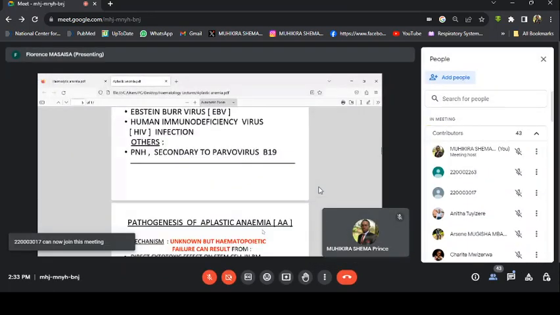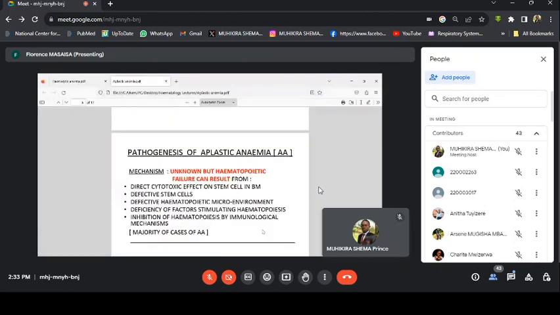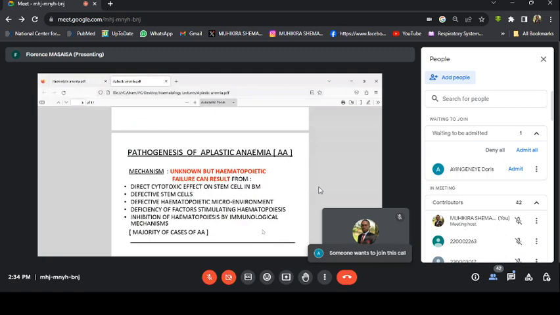So what is the mechanism of aplastic anemia? At the beginning, I told you that there is no known cause of aplastic anemia, but there is some speculation: either there is a direct toxic effect on the stem cell, or the stem cell is defective. Maybe the microenvironment of the bone marrow is not favoring cell production, or colony stimulating factor conditions, or other immunological aspects. So again, those are speculation. The clear mechanism is not clear.